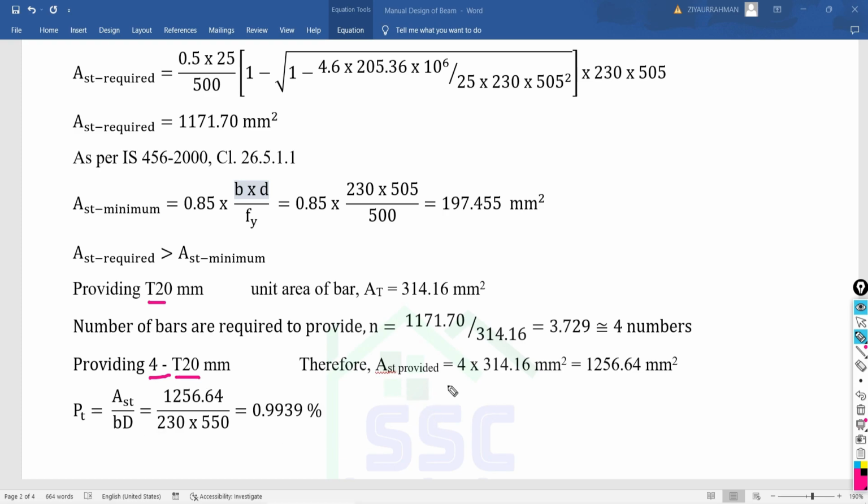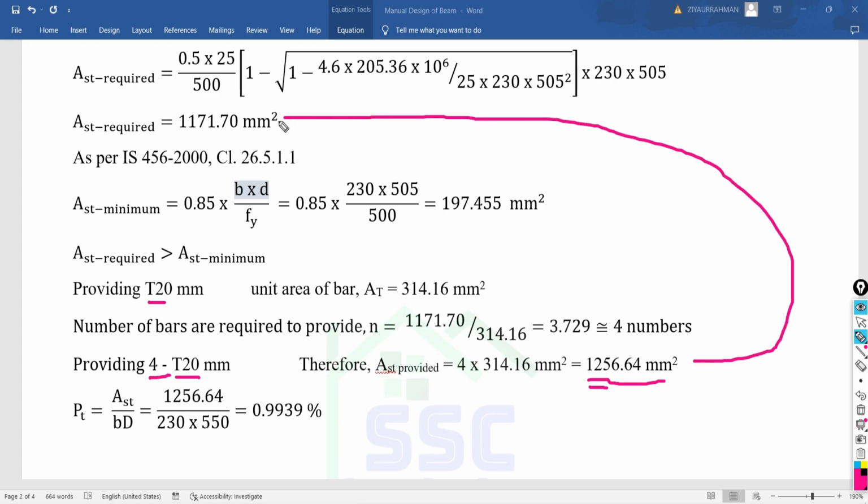Therefore, Ast provided. How much area of reinforcement are we going to provide? 4 bars of unit area 314.16. The total area of reinforcement that we are going to finally provide is 1256.64, and the basic requirement was 1171. So we are providing slightly more than the required. So that is a good thing.